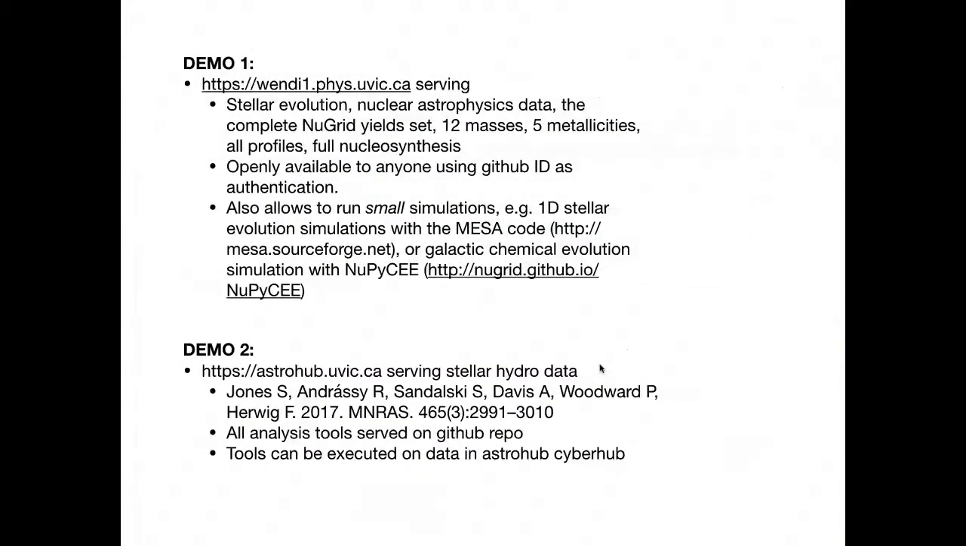And so there's two demos. One is going to a server called wendy1.phys.uvic.ca. And that is serving stellar evolution nuclear astrophysics data and the NuGrid yields data set. So that is a different project in our group. It also allows you to run small simulations, for example, 1D stellar evolution simulations with MESA or galactic chemical evolution simulations. And the second demo is about serving solar hydrodynamics simulations.